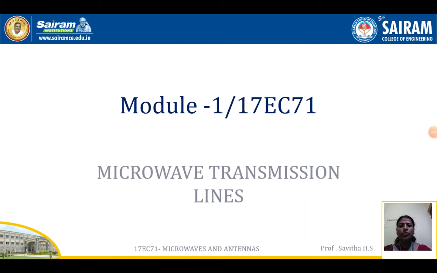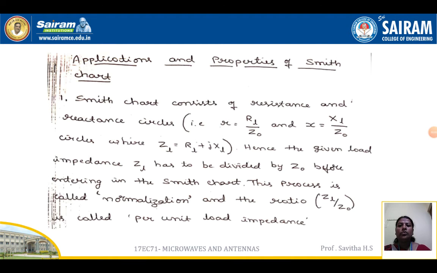So we'll continue microwave transmission line. Here we'll study the application and the properties of the Smith chart. I told that the Smith chart is not an ordinary graph sheet. It is a combination of reactance and resistance circles.